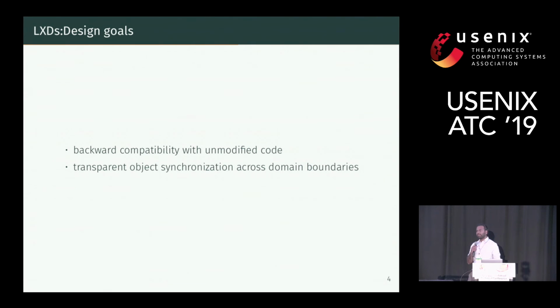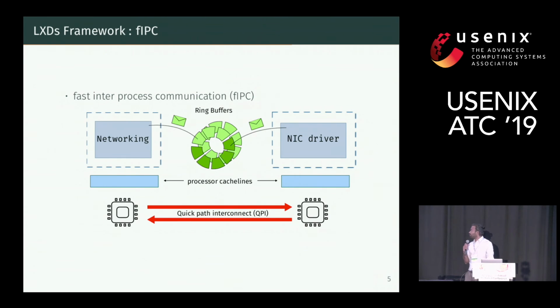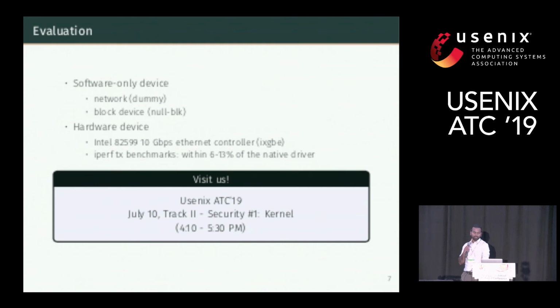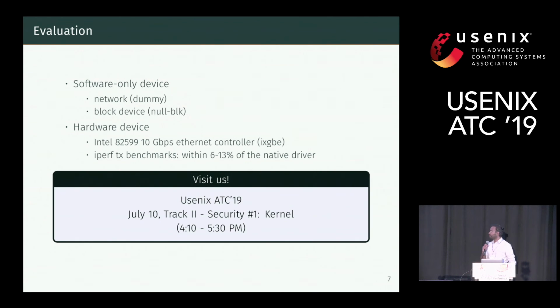And to provide isolation guarantees, we should be able to run two separate domains and two separate copies of data structures. And we should be able to have a way to synchronize these objects across domain boundaries and to have a unified view of the data structure. Our framework offers inter-process communication to communicate between the isolated and non-isolated parts of the code, an interface definition language to be able to run unmodified code under isolation, and an asynchronous runtime to better utilize the CPU cycles using our IPC mechanism. We evaluate our framework on two software-only device drivers and a 10 Gbps Ethernet driver.